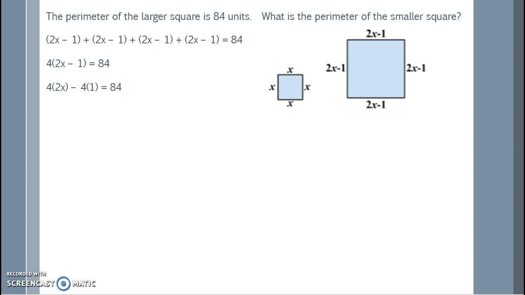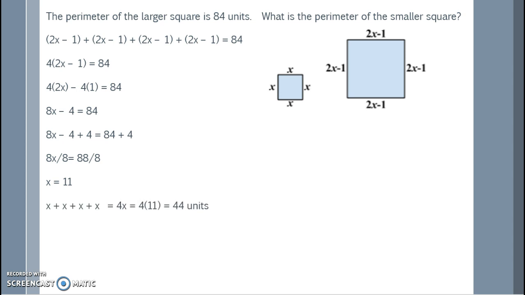After distributing the 4, we end up with 8x minus 4 is equal to 84. Using the same operation, we will add 4 to both sides, giving us 8x equals 88. Dividing both sides, we see that x is equal to 11. Now we can identify the perimeter of the smaller square, knowing that it is adding up all their sides, so x plus x plus x plus x, or 4 x's. Substituting in 11 for x, we get 4 times 11, which is 44 units.